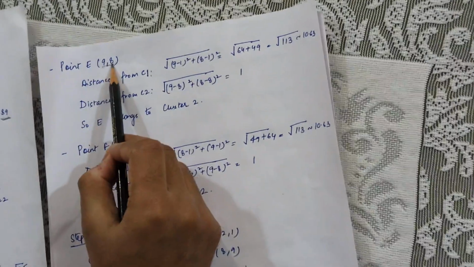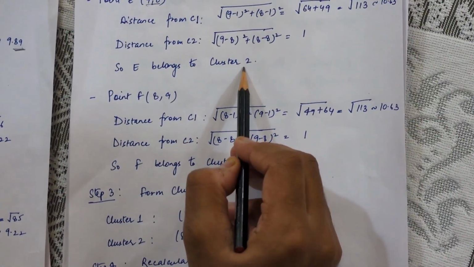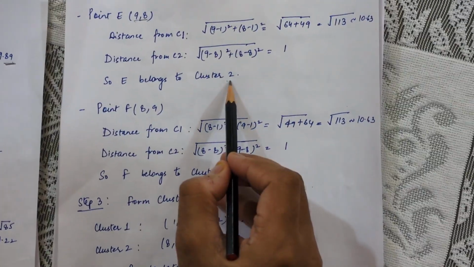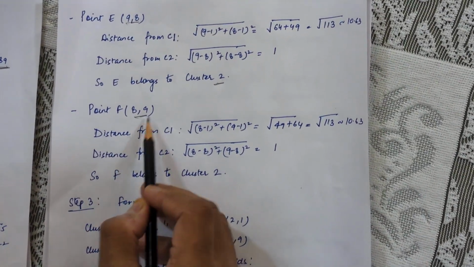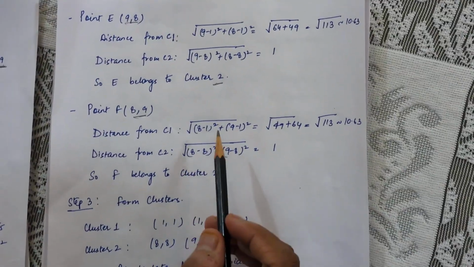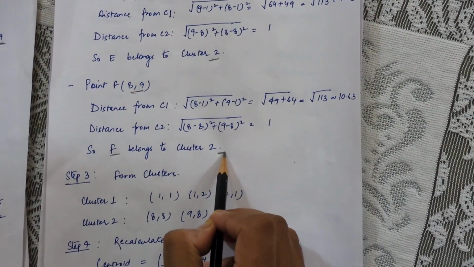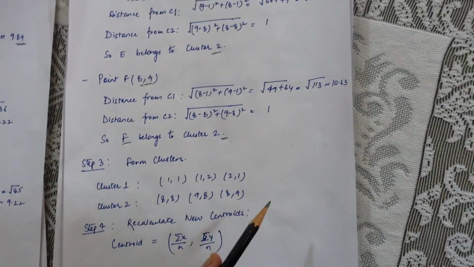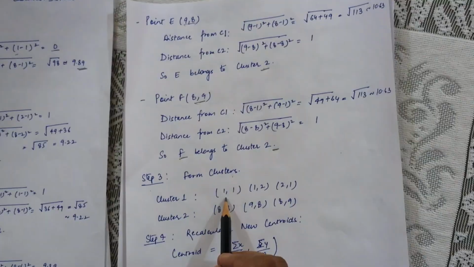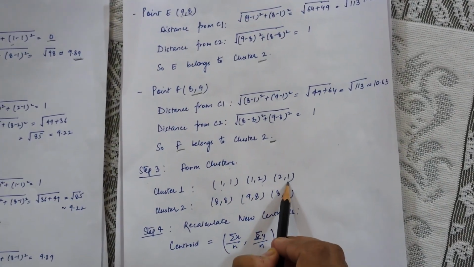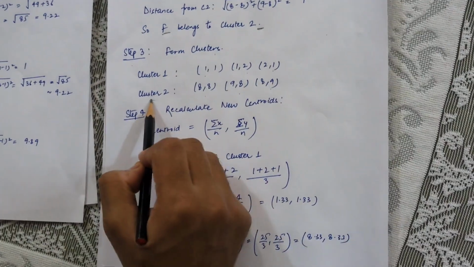Point E (9, 8) will also be nearer to centroid 2, so it will fall in cluster 2. Point F (8, 9) will be nearer to centroid C2 (8, 8), so similarly F will also belong to cluster 2. Once you have done that for all the points, the next step in the process is to form clusters. So we have seen that (1, 1), (1, 2), (2, 1) belong to cluster 1, and (8, 8), (9, 8), (8, 9) belong to cluster 2.